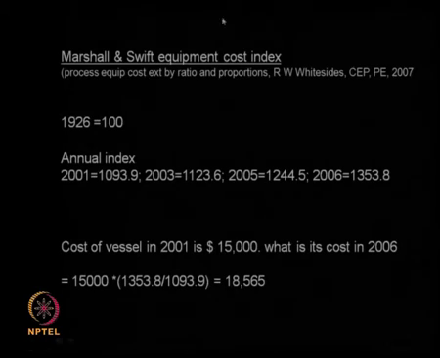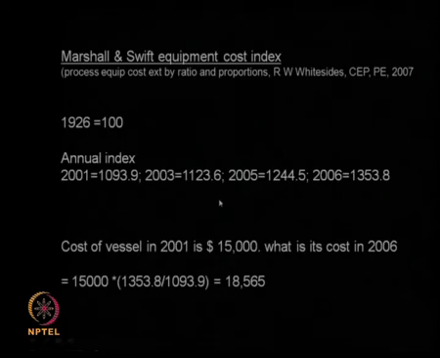This cost index in 1926 is taken as 100, and then the cost for different time periods was calculated. For example, the M&S cost index for the year 2001 is 1093, and for 2006 it is 1353. So in 1926 it was 100, and in 2006 it is taken as 1353. Okay, so that includes things like inflation, purchasing power and so on actually. So where do we use this number?